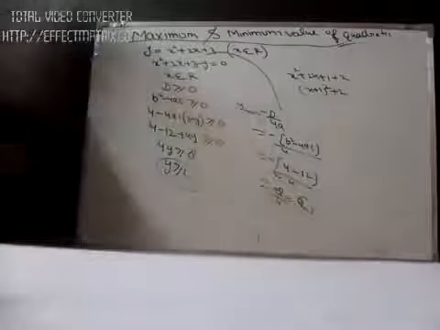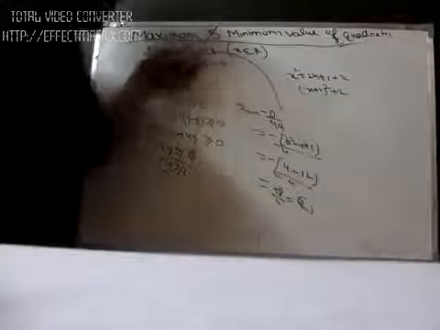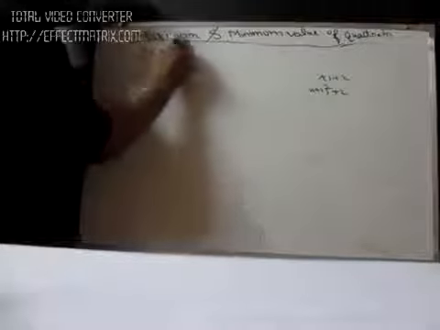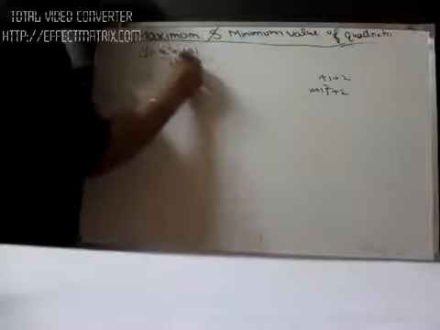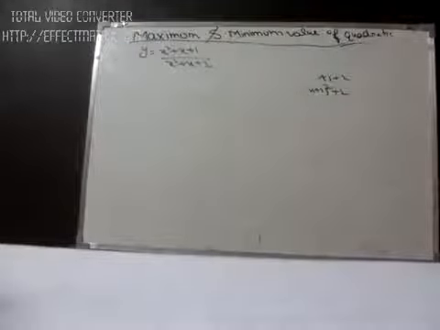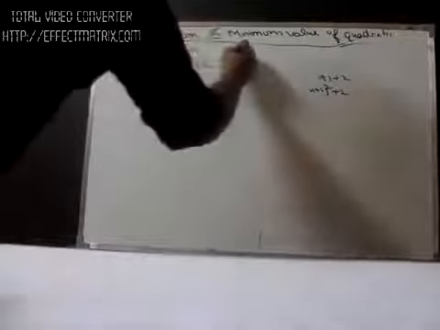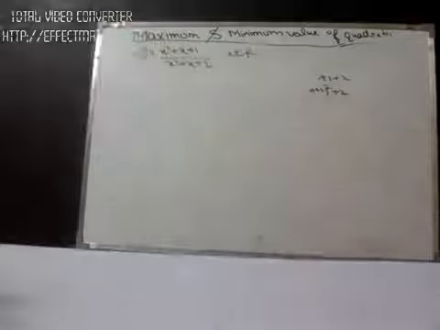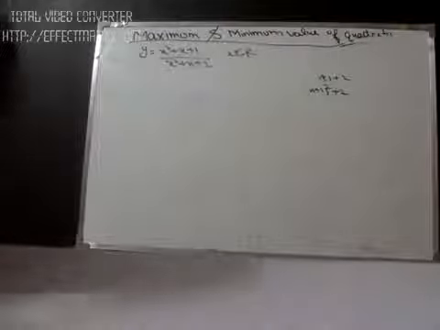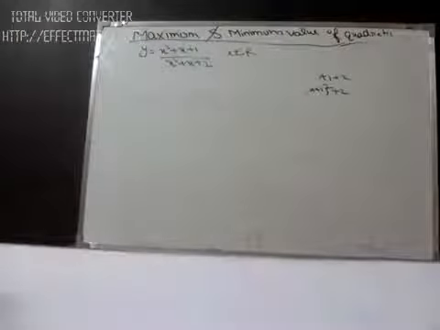This method is applicable when the expression is written in p by q form, like y is equal to x square plus x plus 1 divided by x square plus x plus 2. We want to find the maximum and minimum value of this y when x is real. X is real means we will form a quadratic in x where the discriminant is greater than or equal to 0.